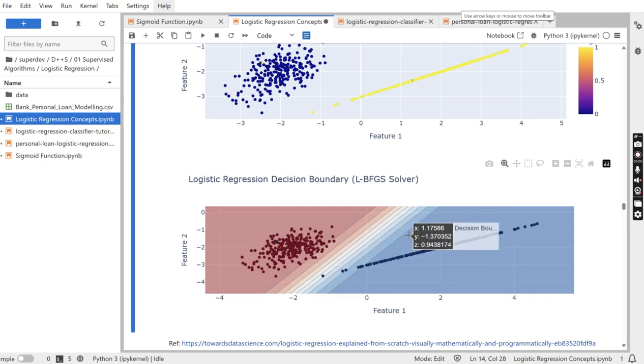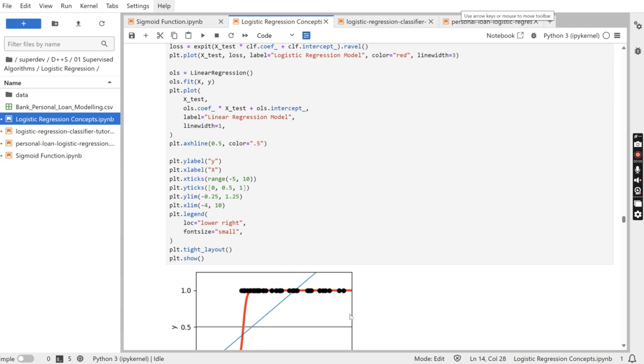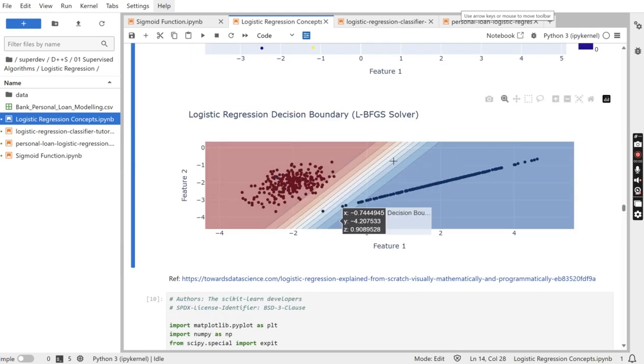It has already applied sigmoid, which is not being seen here, but you are only seeing the decision boundary and how it is segregating. Don't get confused, this is different. This is not what I'm showing here. What I'm showing here is the segregation of the decision boundary only.